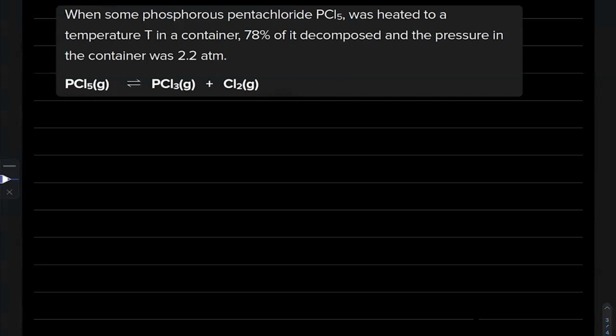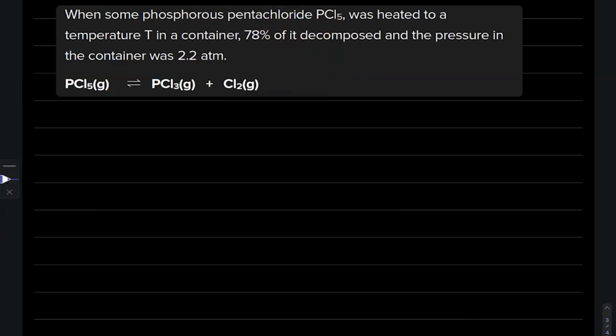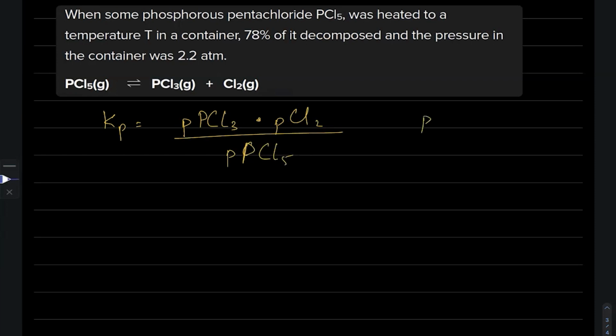So what is the Kp? Let's try to figure that out. Again, first figure out what gases you have and the Kp expression that you need. So you have the pressure of PCl3 times the pressure of Cl2 divided by the pressure of PCl5. The unit is going to be pressure times pressure over pressure, so this cancels to leave just pressure, which is atm.